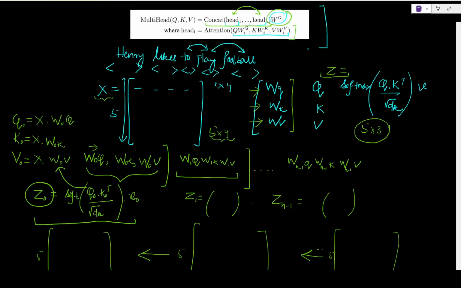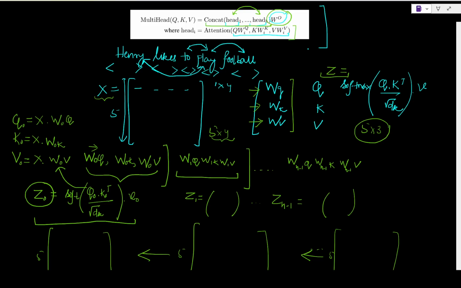I mean, the person likes to play what? He likes to play football. Who likes to play something? Henry likes to play something. I mean, syntactically speaking, the word "play" is likely to have more relation with "football" and "Henry" rather than "to". This is just an intuitive example that I'm trying to give here.